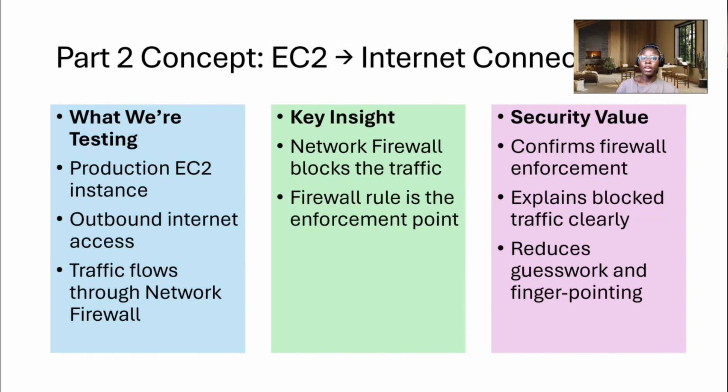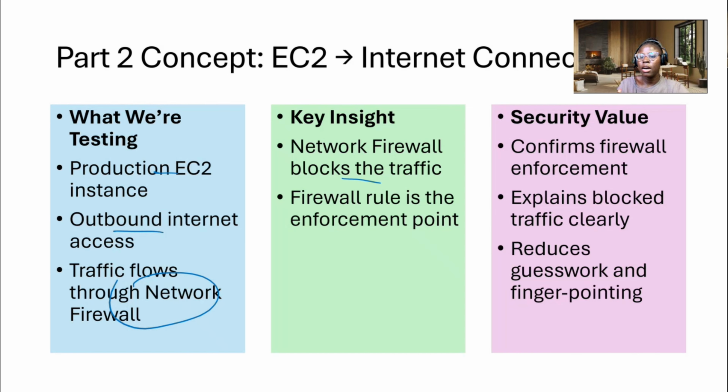So here we are trying to focus on egress traffic, which is often tightly controlled in secure environments. We are testing our production EC2 instance's outbound internet access, and whether the traffic is going to flow through the network firewall. Here we are just trying to confirm that our firewall is doing exactly what it was designed to do. So the network firewall should block the traffic and so on.